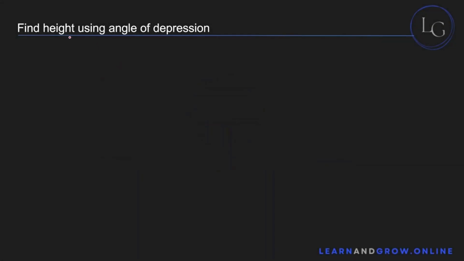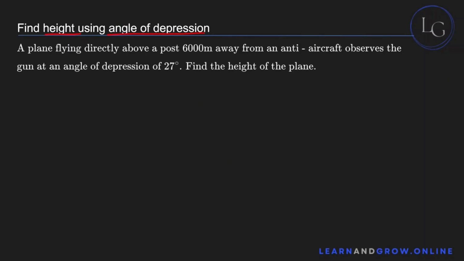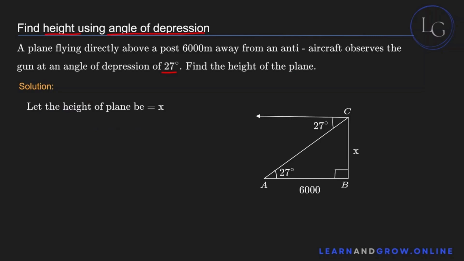Now let's see how you can find the height using the angle of depression. It says that a plane flying directly above a post 600 meters away from an anti-aircraft gun observes the gun at an angle of depression of 27 degrees. Find the height of the plane. So basically, this is the diagram. It says that a plane flying directly above a post 600 meters away from the anti-aircraft gun observes the gun at an angle of depression of 27 degrees.